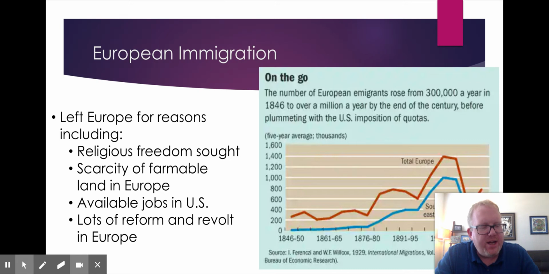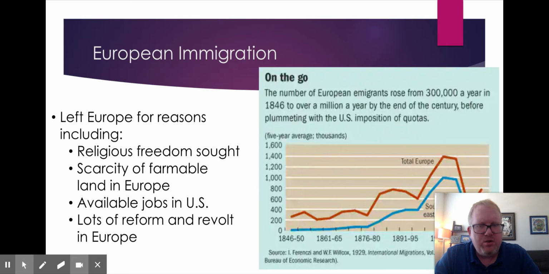Prior to 1890, so like the first 20 years of that, 1870 to 1890, this Gilded Age time we're studying, most of the Europeans who immigrated to the United States came from Western and Northern Europe. So we're talking about countries like Germany, England, Ireland, Norway, Sweden, Finland, from the northern part and western part of Europe.